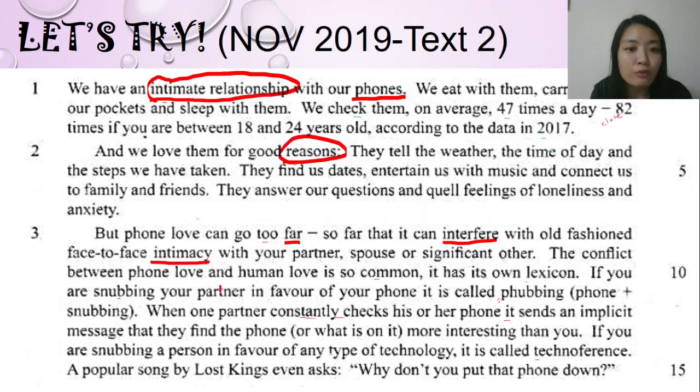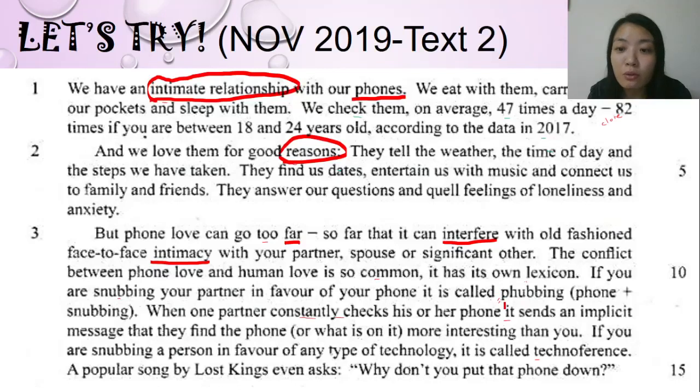The conflict between phone love and human love is so common, it has its own lexicon. Don't worry if you don't understand any words. It doesn't matter until you need to meet them in the question. Otherwise, just ignore. Don't worry. If you're snubbing your partner in favor of your phone, it's called fubbing. When one partner constantly checks your phone.